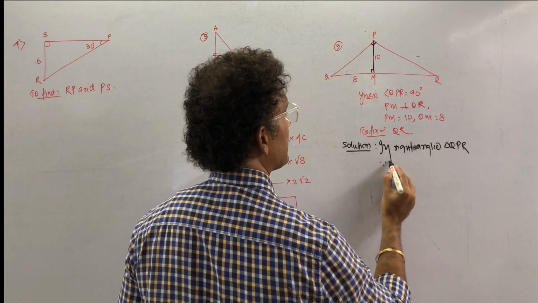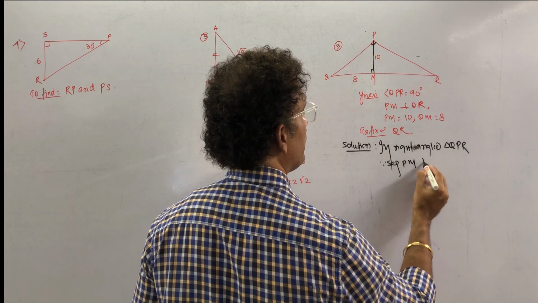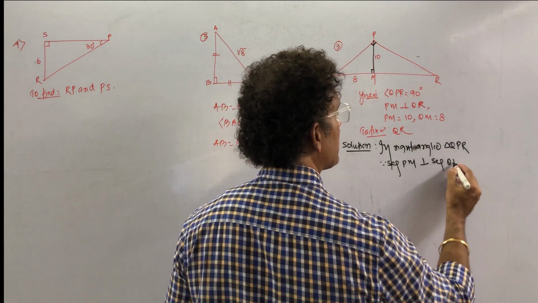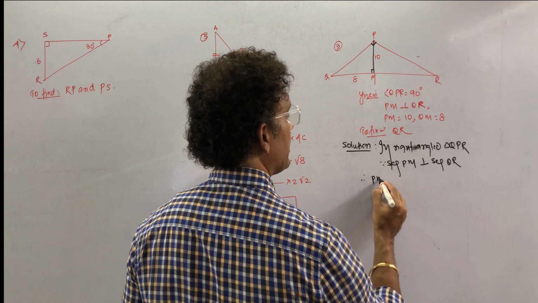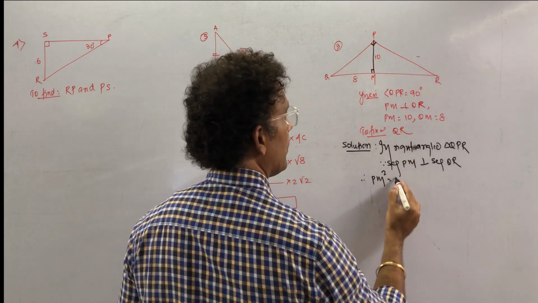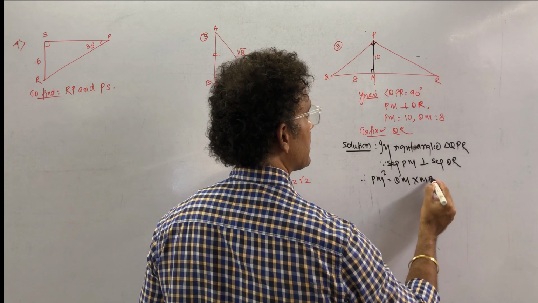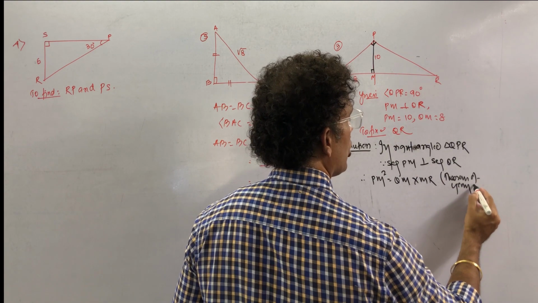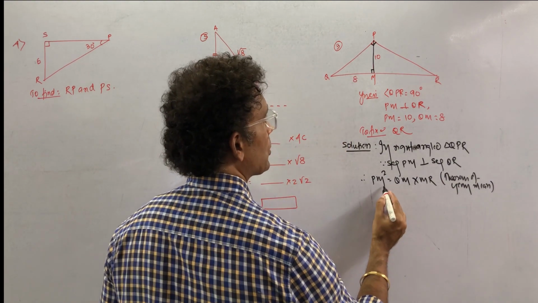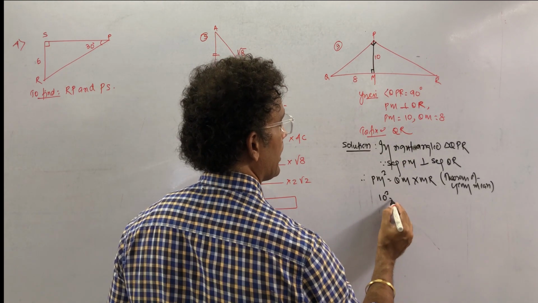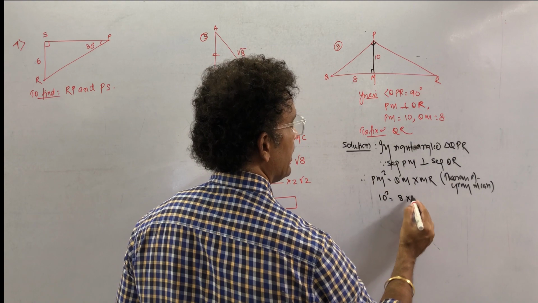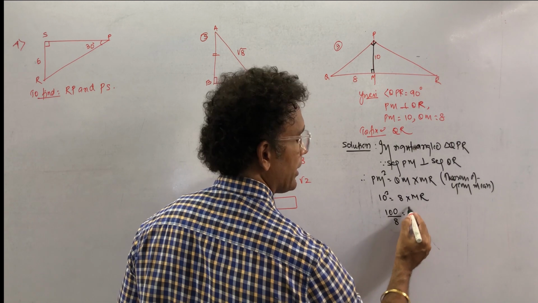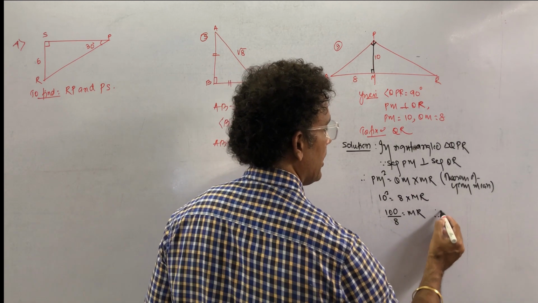QPR. We write over that is, segment PM is perpendicular to segment QR, as given in the textbook. Therefore use your property that PM square is equal to QM into MR, and the reason is the theorem of geometric mean. PM square, we know that is 10 square, equals QM, which is 8, into MR. So 10 square becomes 100 upon 8, which is equal to MR.